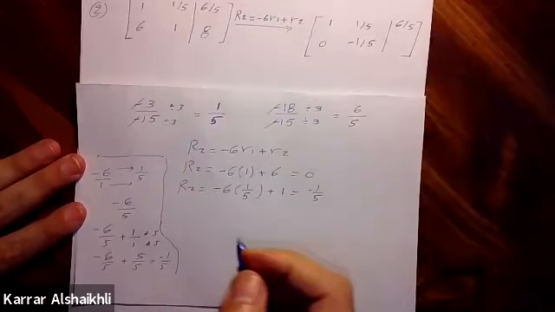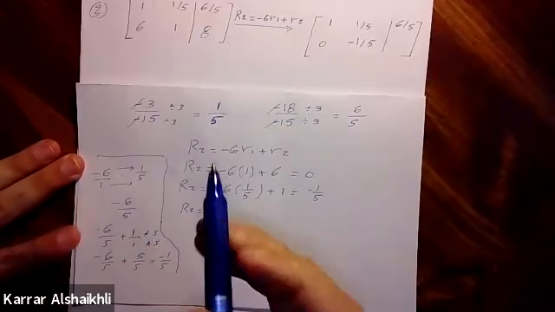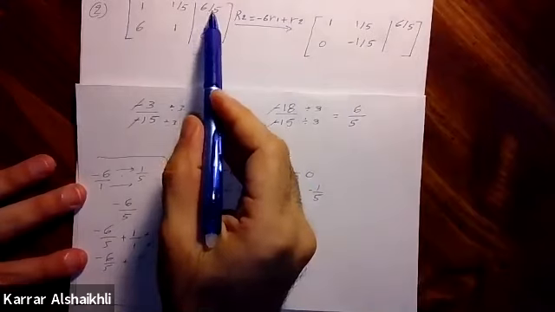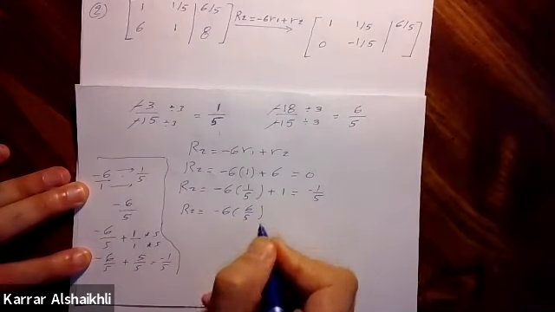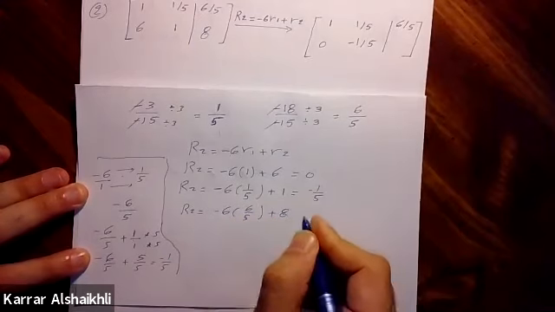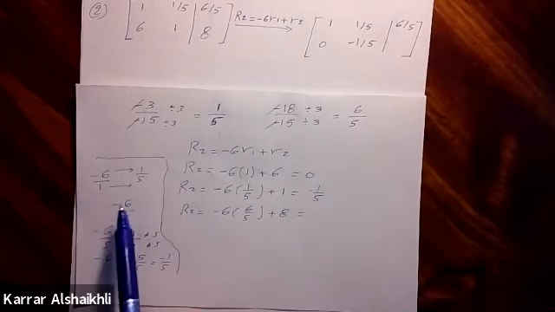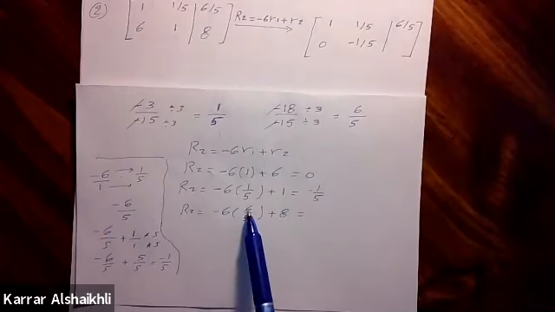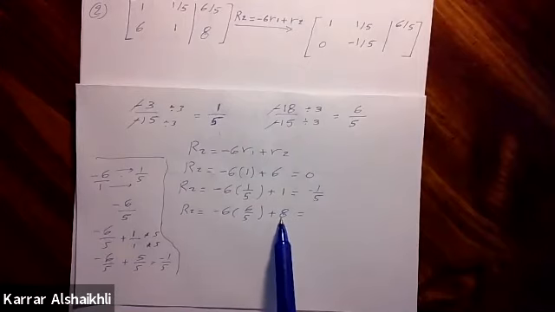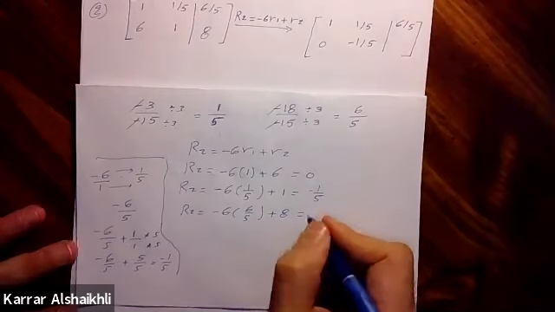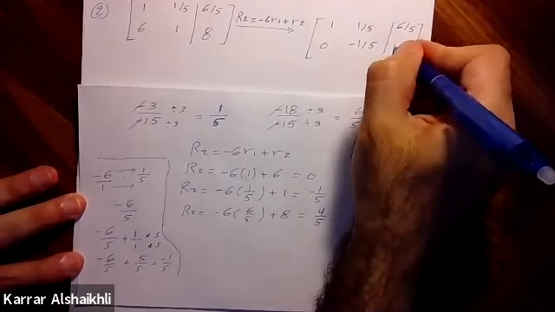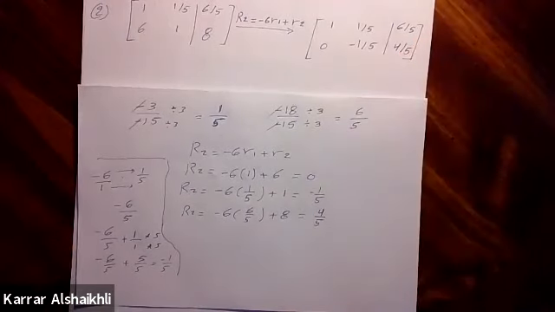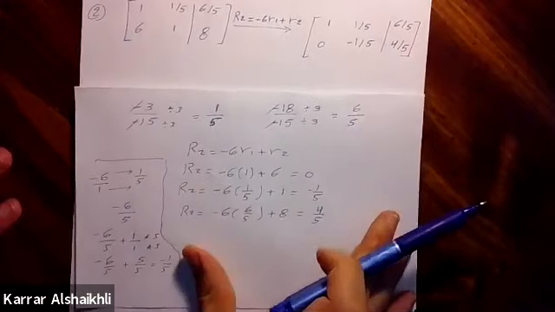Now we have to keep going. R2 is going to be -6 times 6 over 5, and you're going to add the 8. You're going to do the same steps here. Multiply -6 times 6 is going to be -36 over 5. Add 8, the result is going to be 4 over 5. That means you're going to write down 4 over 5 here. So here are the steps. Step 2, I'm done with step 2.